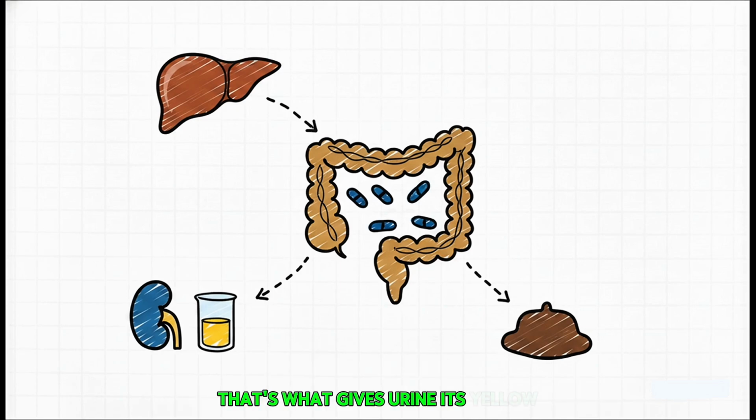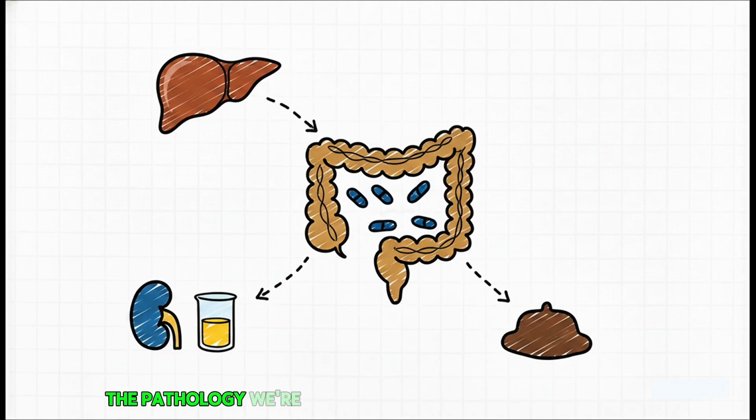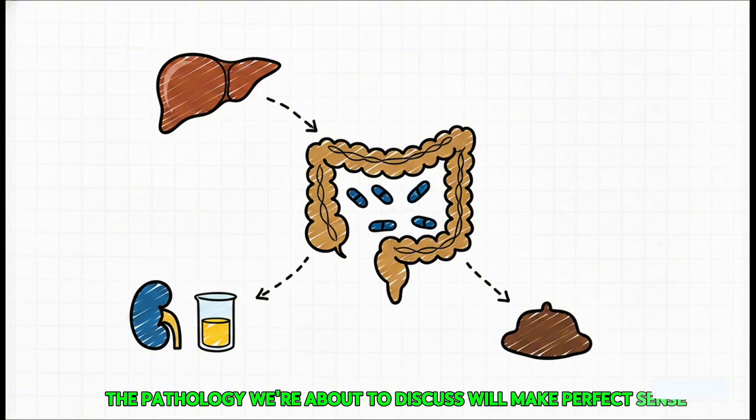That's what gives urine its yellow hue. But the rest? It stays in the feces, gets altered and oxidized to form stercobilin. And stercobilin is exactly what makes stool brown. If you master this normal, healthy flow, the pathology we're about to discuss will make perfect sense.